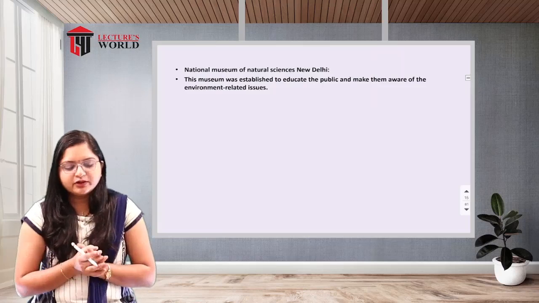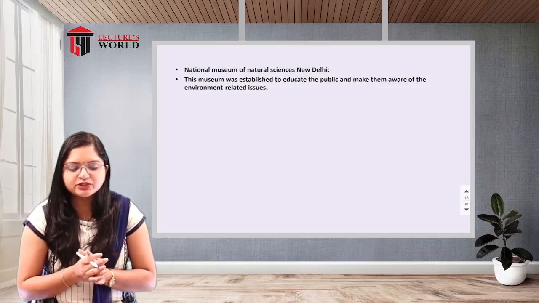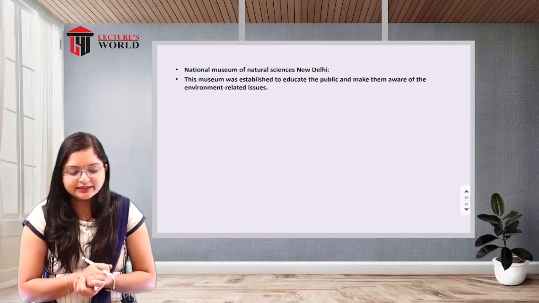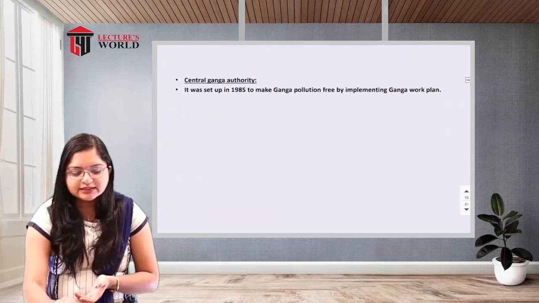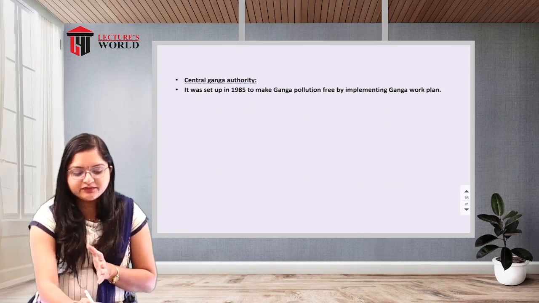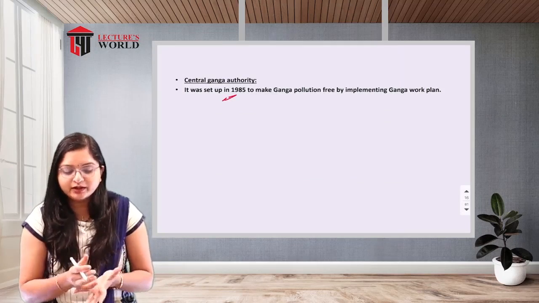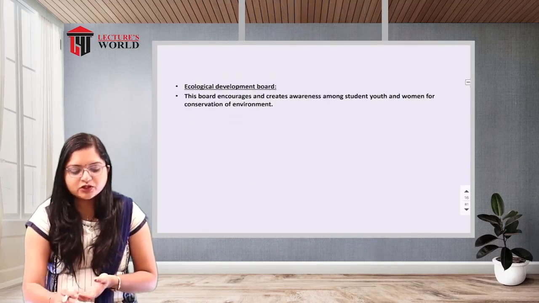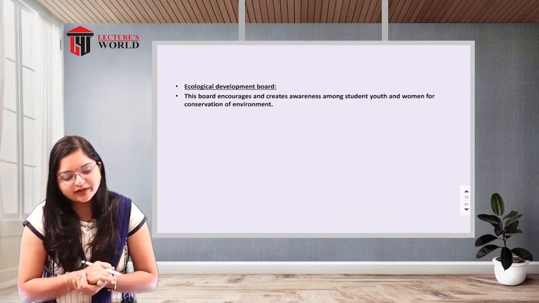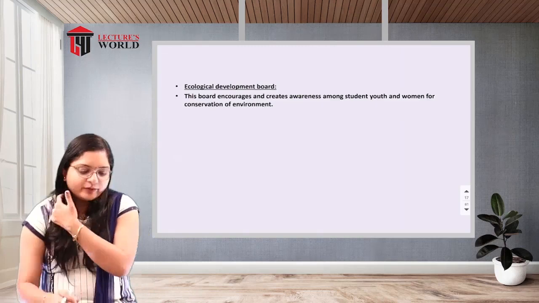The National Museum of Natural Sciences, New Delhi is also there. This museum was established to educate the public and make them aware of environment related issues. Then next is the Central Ganga Authority. It was set up in 1985 to make Ganga pollution free by implementing the Ganga Action Plan. Then we have the Ecological Development Board. This board encourages and creates awareness among students, youth and women for conservation of environment.